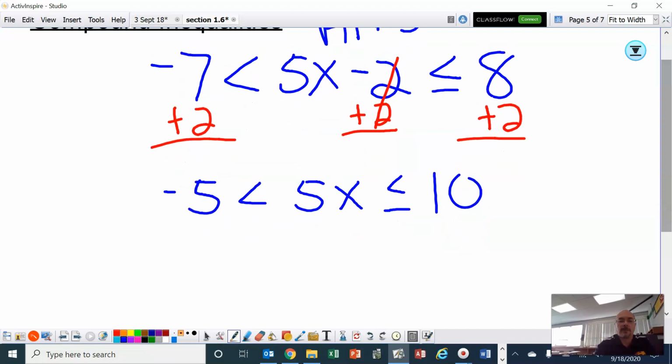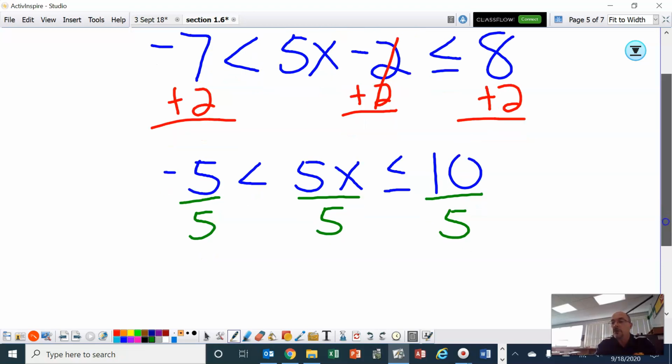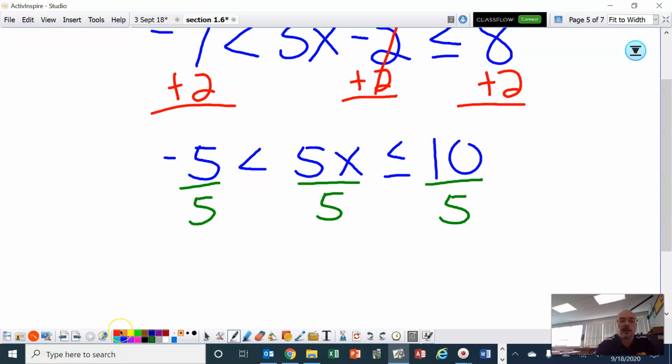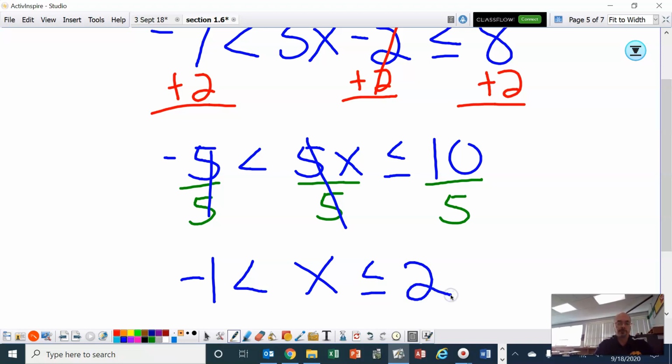All right, now I'm going to get rid of the 5 in front of the x. So I'm going to now divide by 5. So that means I need to divide this by 5, and I need to divide this by 5. Please remember, if you divide by a negative, the inequalities are going to flip. But we're not dividing by a negative. So what do we end up with? We end up with a -1 here, which is less than x, because that's now gone, and that became a -1, which is less than or equal to 2.